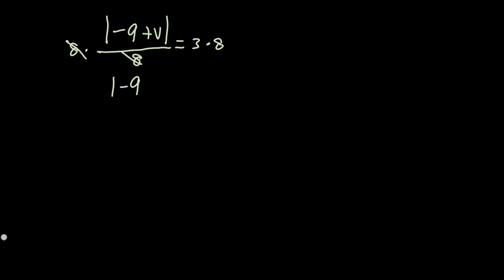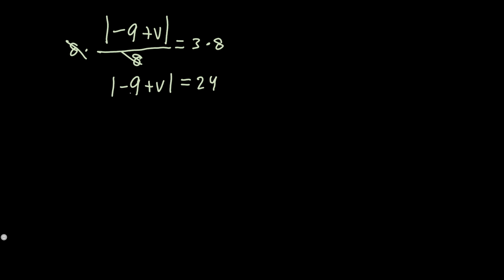So we will have the absolute value of negative 9 plus v all over 8, and that is equal to 3. So what we should go ahead and do is first multiply both sides by 8. So we're going to multiply the left-hand side by 8 and the right-hand side by 8. The 8's will cancel out, which will in turn leave us with negative 9 plus v, all inside the absolute value, and 3 times 8, which is 24.